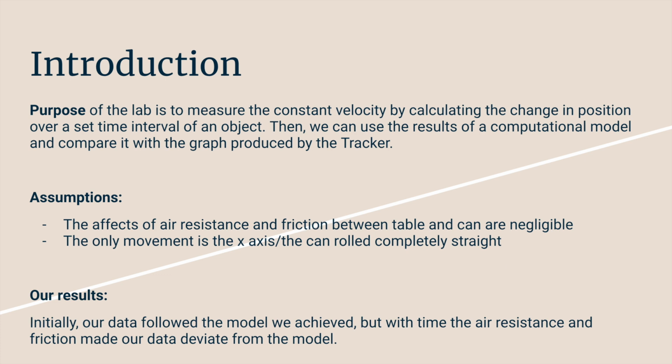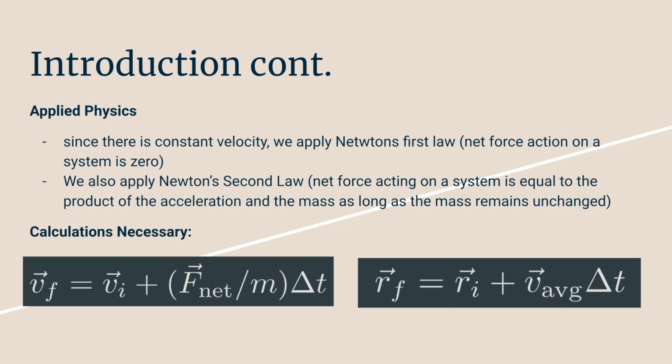We make a couple assumptions in this lab. We assume that the effects of the air resistance and friction between the table are negligible, and that the only movement is on the x-axis, or that the can rolled completely straight. And then just a preview of our results. Initially, our data followed the model we achieved, but with time, the air resistance and friction made our data deviate from the model.